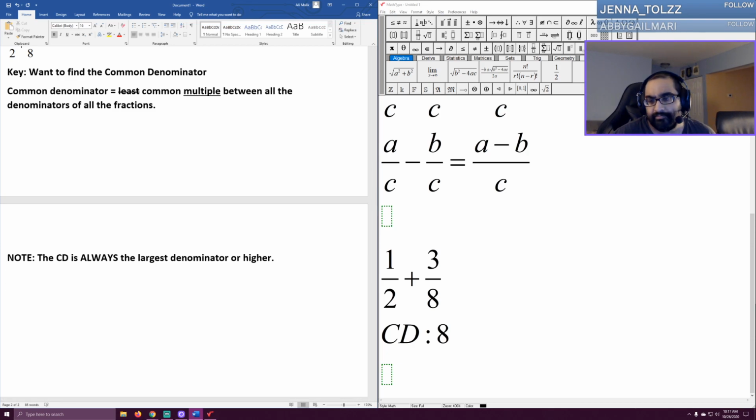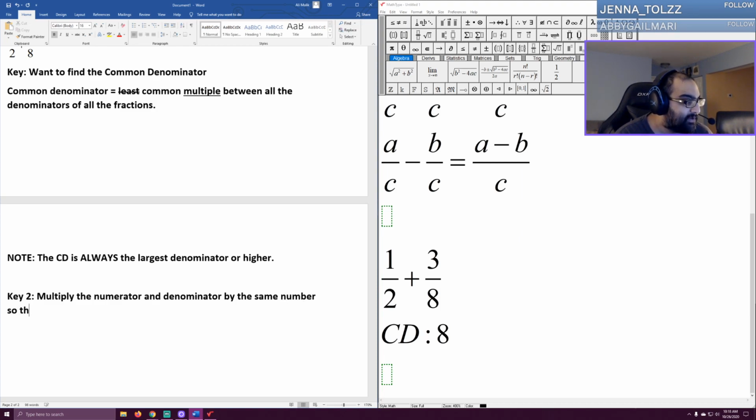Now, let's talk about the part that you also have to be careful about. Remember, if we're going to add or subtract fractions, we need to make sure that they all have the same denominator of 8. So we're going to talk about the second key, key number 2, which is to multiply the numerator and denominator by the same number so that the denominator equals the common denominator.